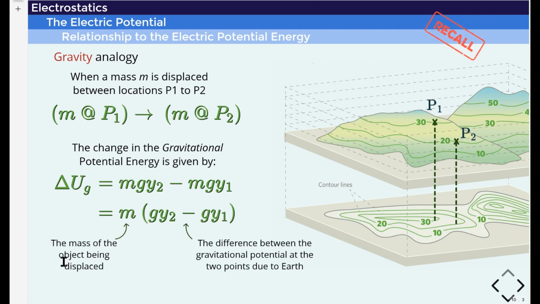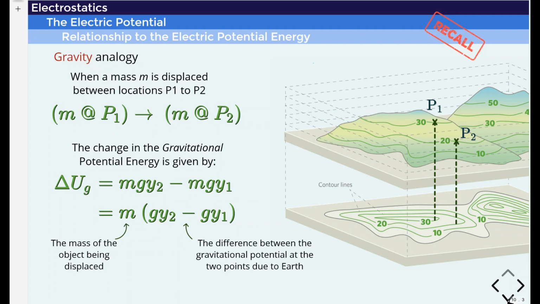So this is the mass of the object being displaced in the landscape that is defined by the other objects. In this case, the difference between the gravitational potential at the 2 points is due to Earth itself. This little g comes from Earth. That's the gravitational acceleration due to Earth. So gy2 and gy1 are called the gravitational potential at points P2 and P1. When I multiply them by the mass, they become the gravitational potential energy.